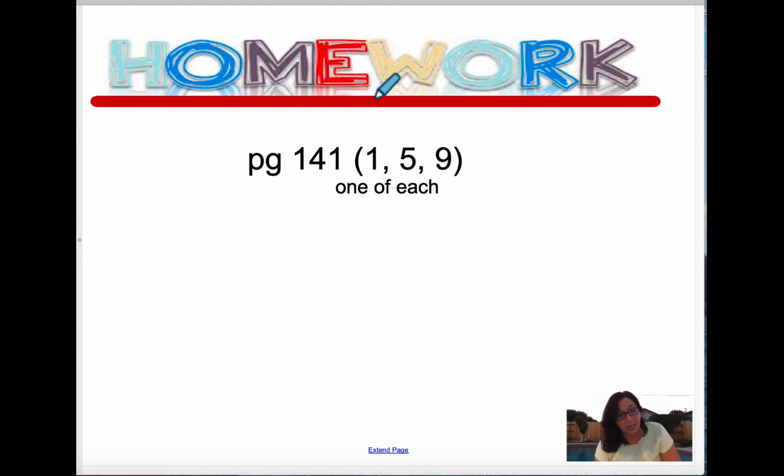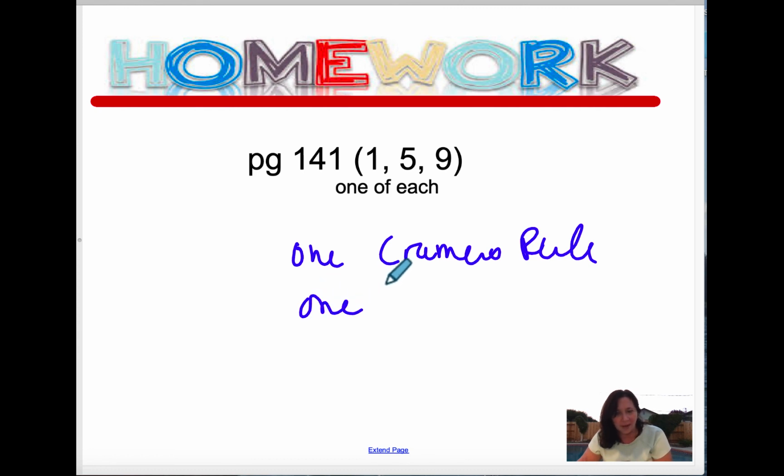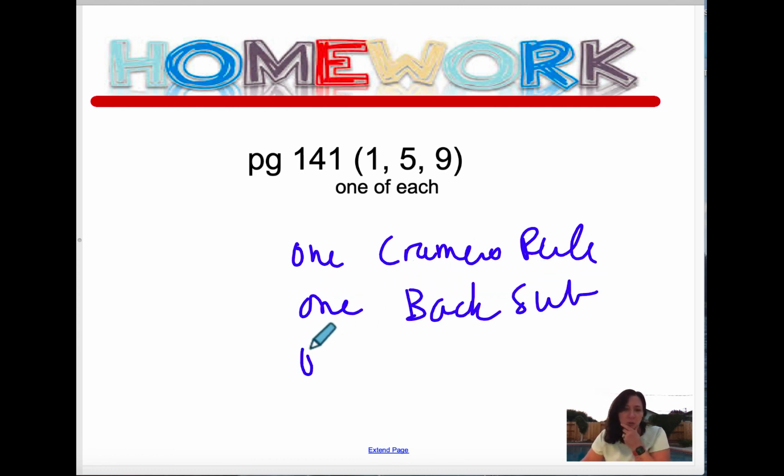And tonight, you have 3 problems for Cramer's Rule. And I do expect you to use Cramer's Rule. Good luck. And it does say one of each, doesn't it? So that means we're going to do 1 Cramer's Rule, you can do 1 back substitution, and then you can do 1 elimination. And that would be fine.